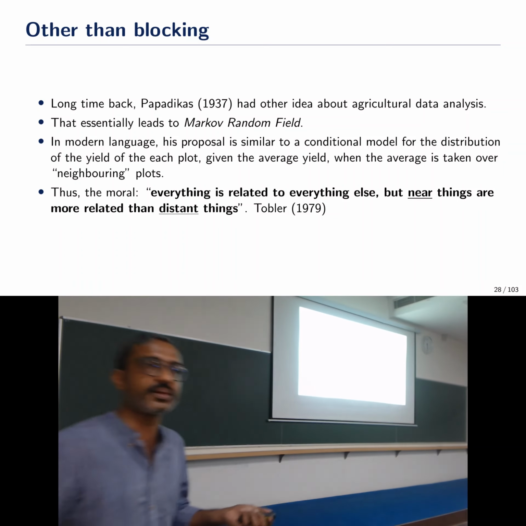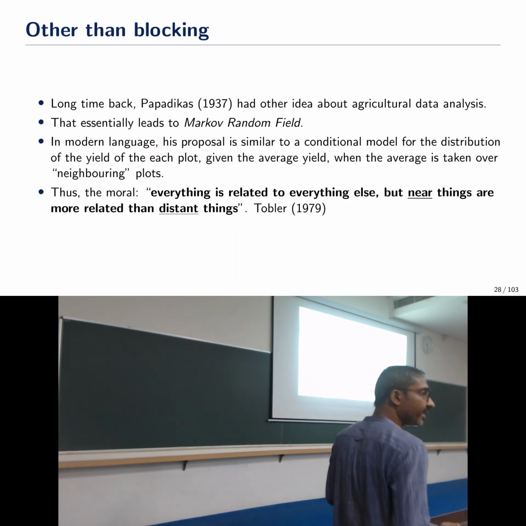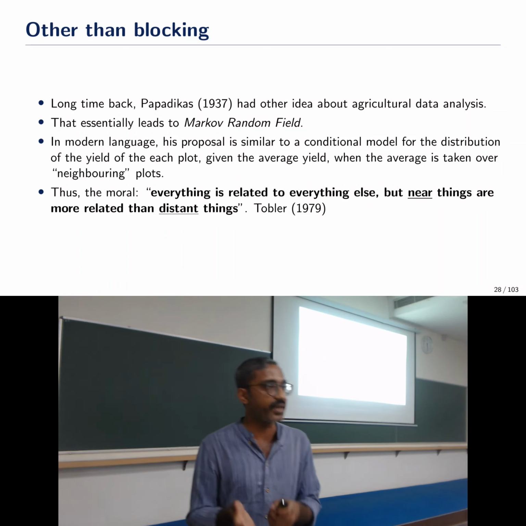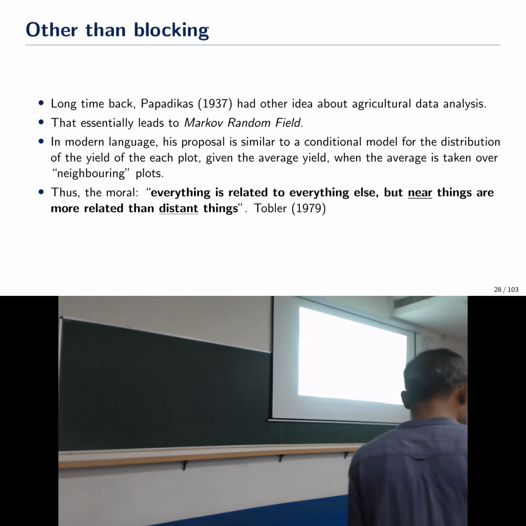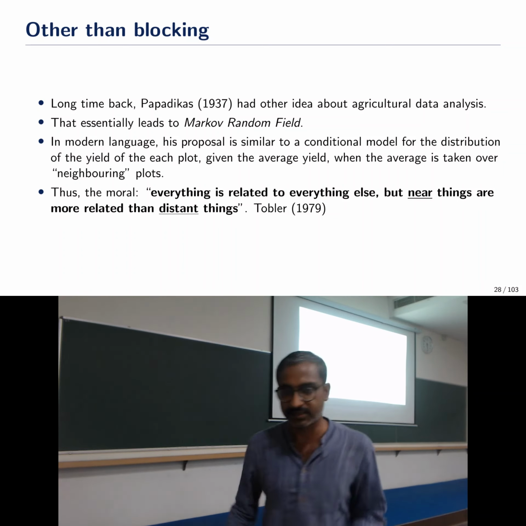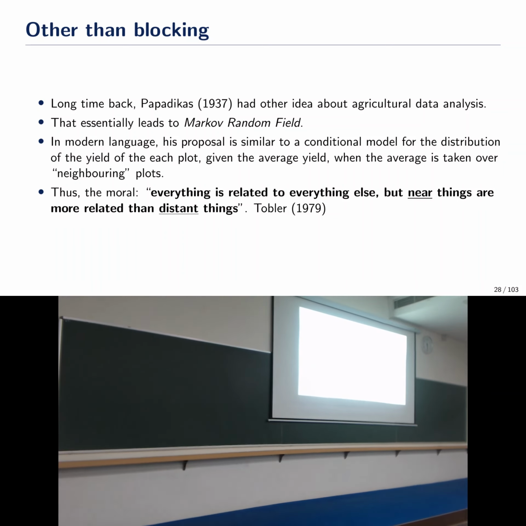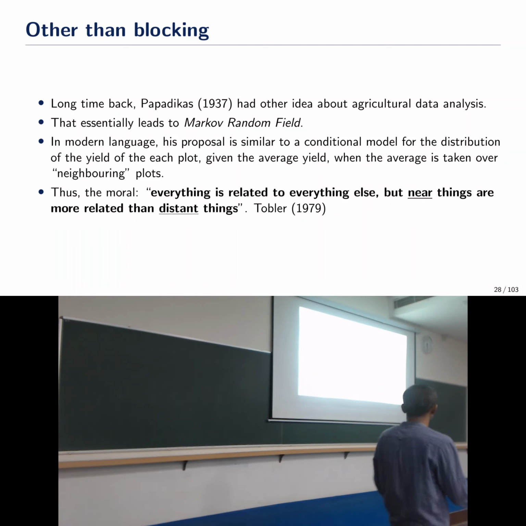Okay, so that's probably the trivial thing, but that essentially leads to this Markov random field. Those who know about the Markov random variable may know that it says the future just depends on the present. Similarly, the yield of a particular block depends on its neighbor, not anyone else. That was his contribution.